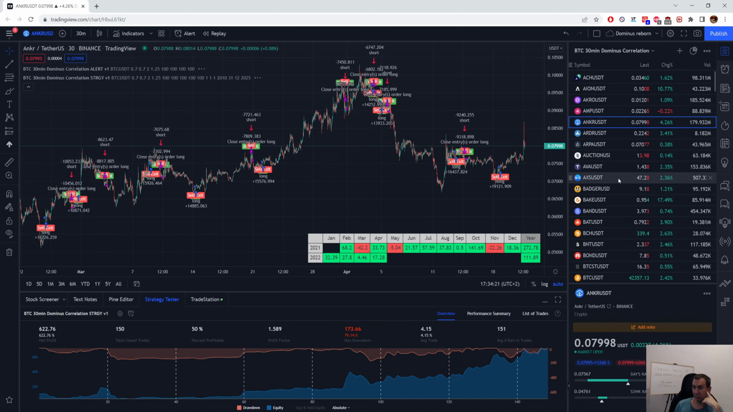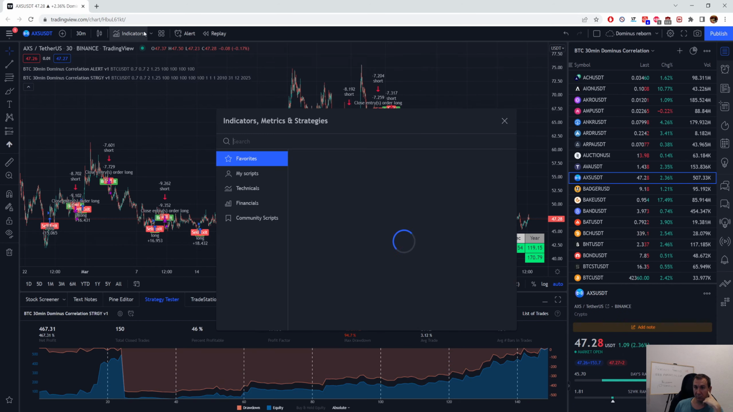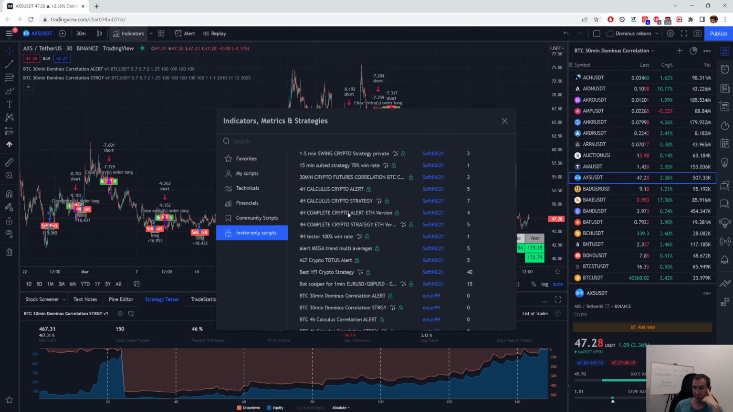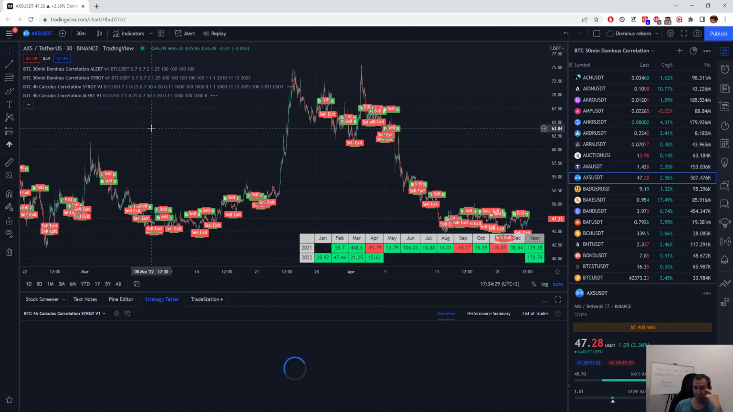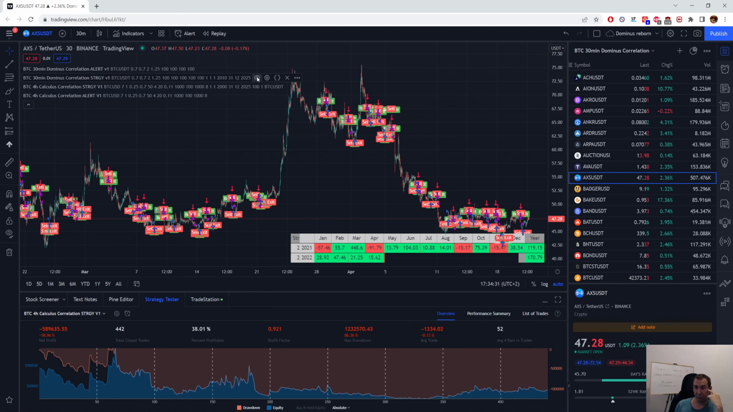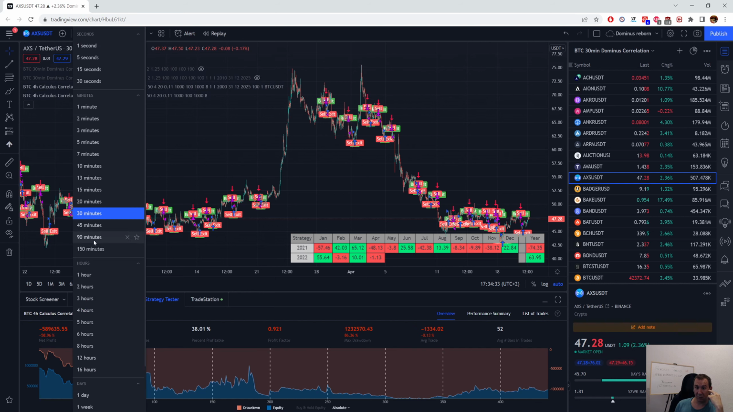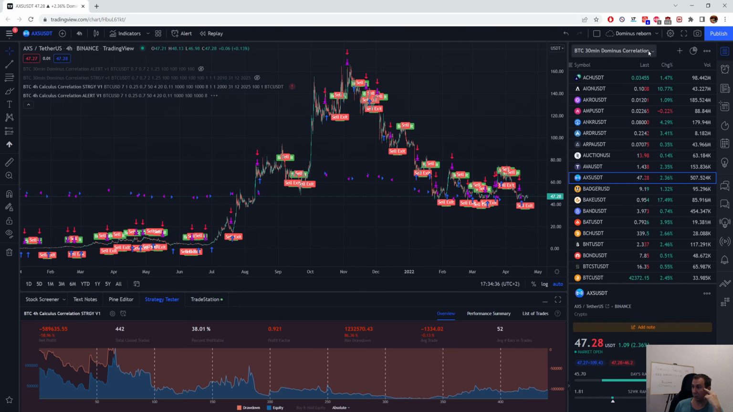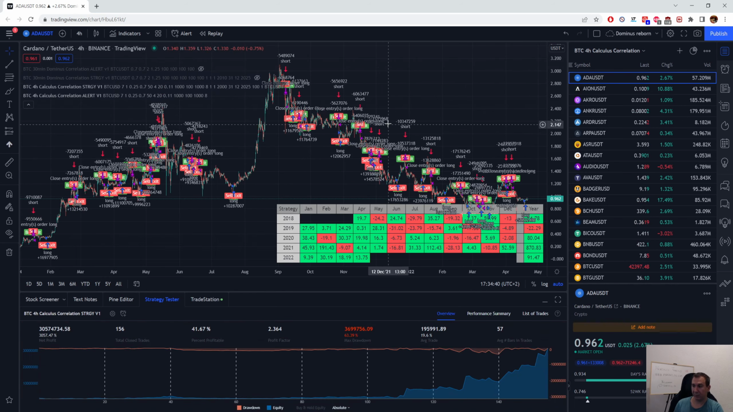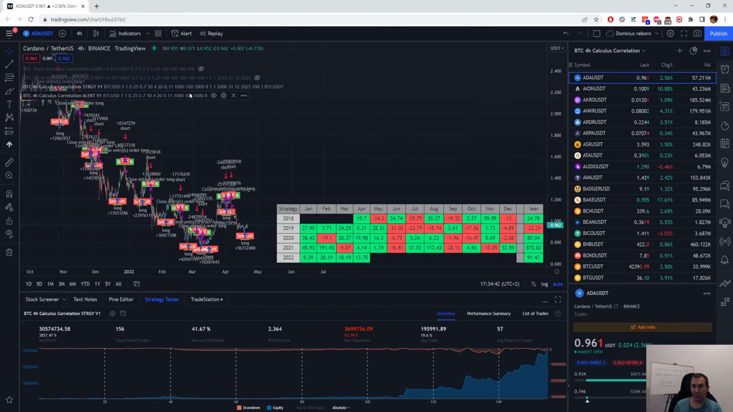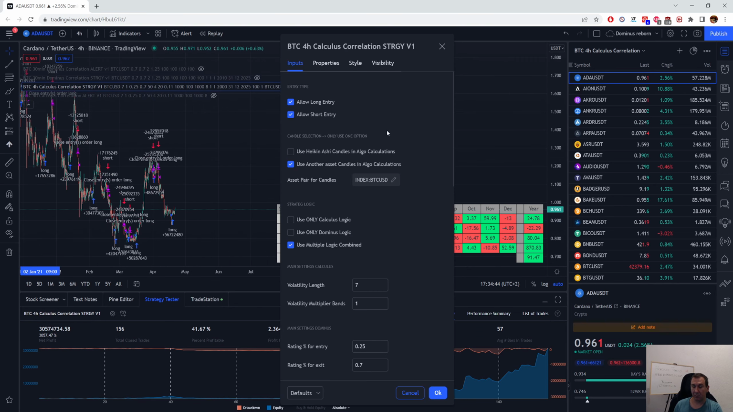Well, it looks like Dominus is still working. Maybe if I add a new one here, like for example, let's add the 4 hours. Yeah, it looks like for some reason this one is being taken. The other one is not being taken. I don't know what's wrong with the other part. I don't understand. So yeah, let's get on with it. Like I said, sorry for these delays.